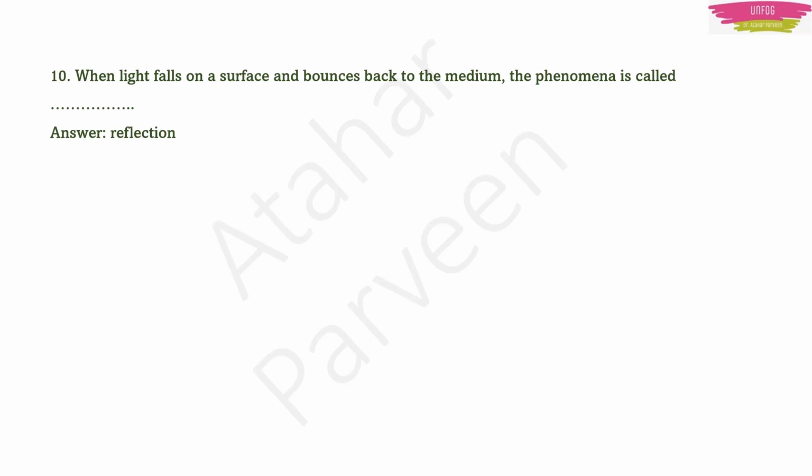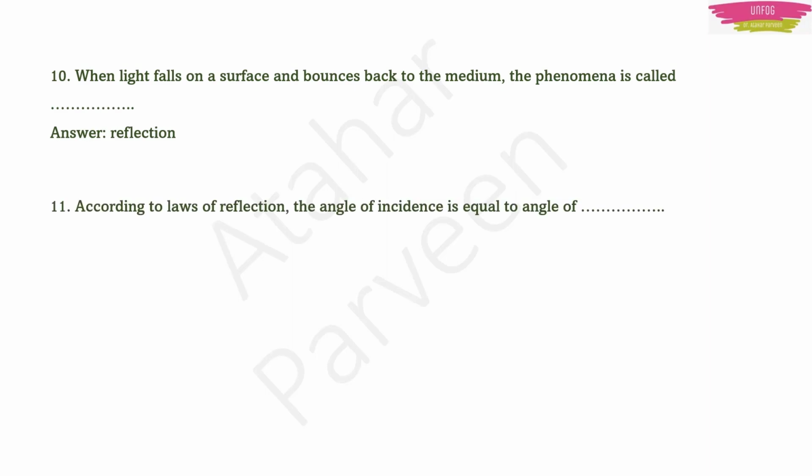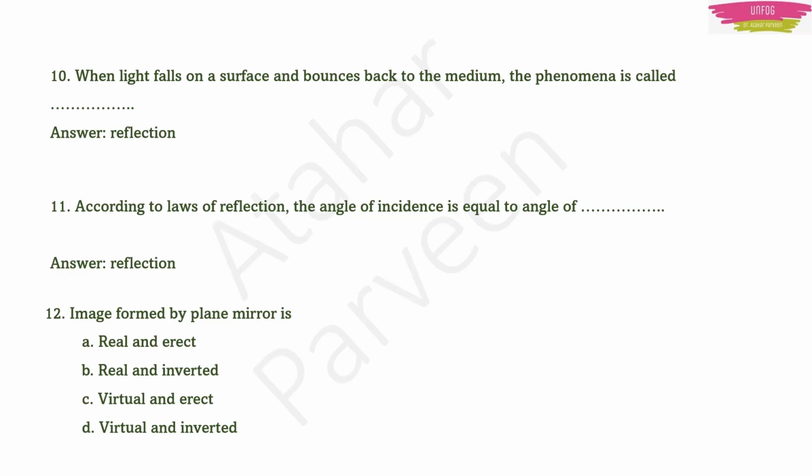Correct? Next question. According to laws of reflection, the angle of incidence is equal to angle of, of course, now you know the answer. Angle of reflection. See, for both the questions, answer is one only, reflection only. So, they can ask any type of questions in a twisted way. Okay. Next question. This is a multiple choice question. Image formed by a plane mirror is, at the starting of this class I have explained you, image formed by a plane mirror is virtual and erect.